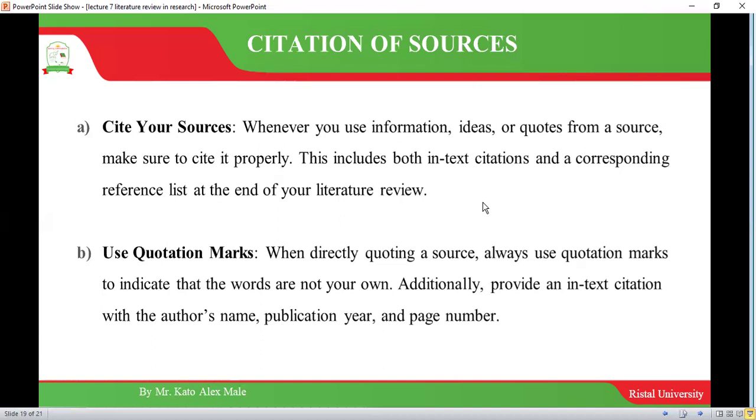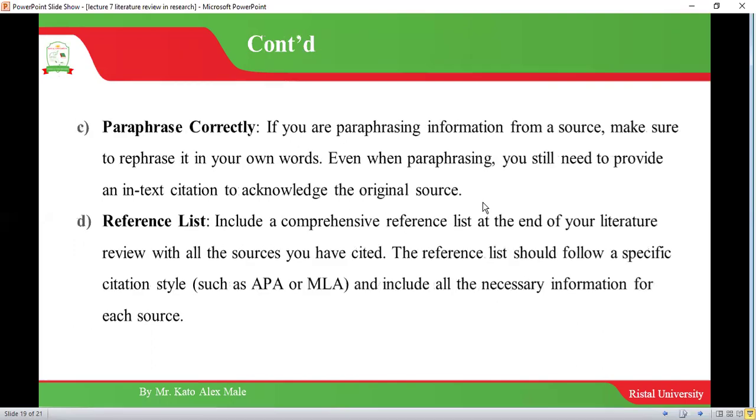Use quotation marks when directly quoting a source. Always use quotation marks to indicate that the words are not your own words, but also as you give a reference there. You understand? Additionally, provide an in-text citation of the author's name, publication year, and page number. We shall see how we can do this.